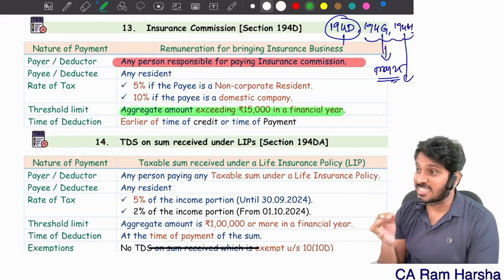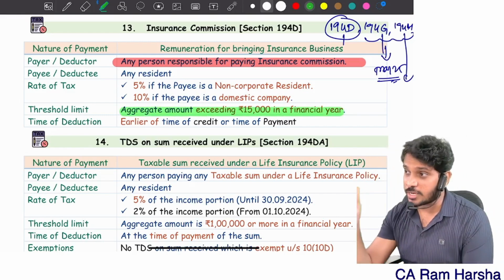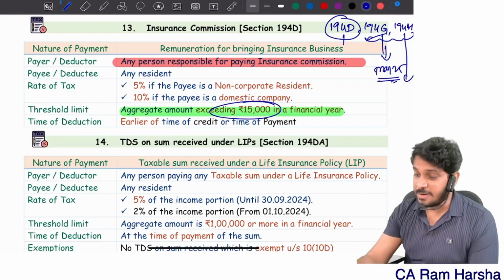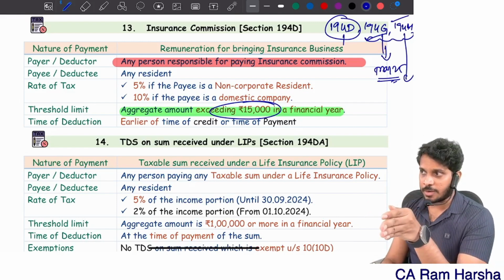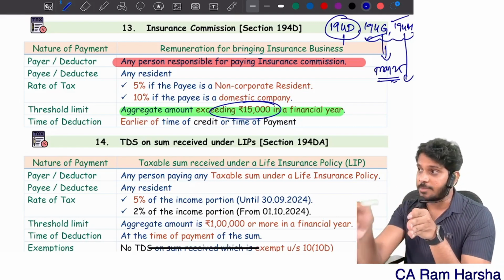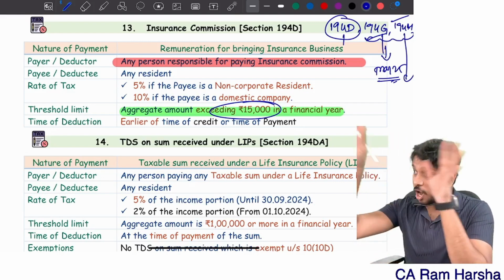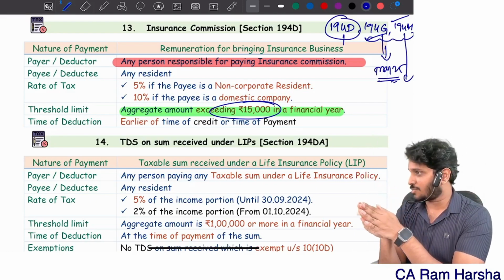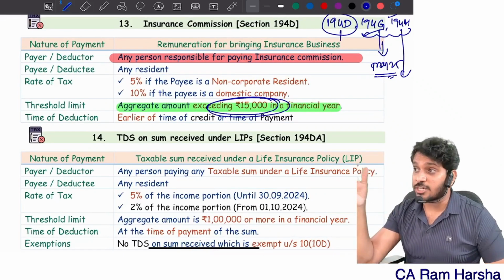Yearly, if the commission is exceeding 15,000, this threshold limit is the same in 194G and 194H also. Suppose I am paying insurance commission, the 15,000 limit applies. To the same person I am paying lottery commission, again a separate 15,000 limit is applicable. If I am paying some other commission, all other commissions put together, the maximum limit in a year is 15,000. Able to understand? So the yearly threshold is 15,000.